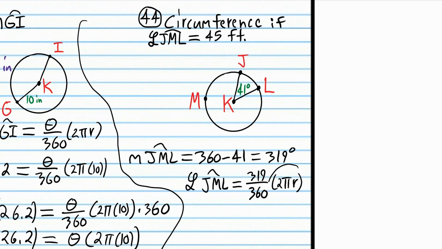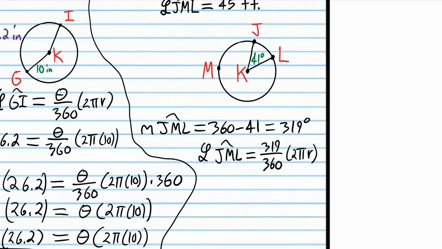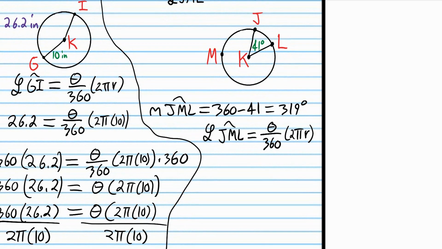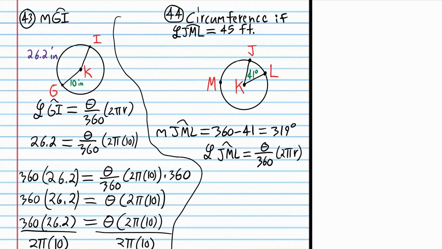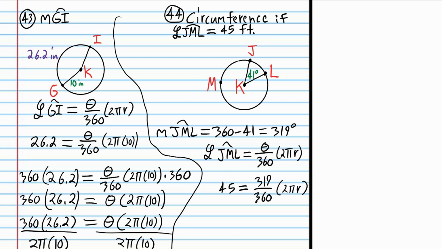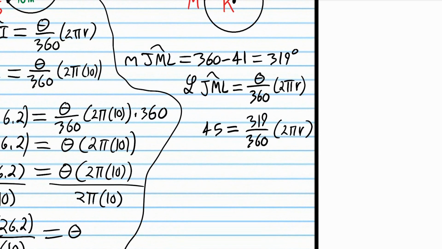Now in this case, we're actually looking for this value here. All we have to do is solve for that value, and then we're going to be done. Actually, I probably should just plug in the theta first. That's the formula that we're using. So that arc length, we're told that arc length is 45, and the central angle we know is 319, and we're looking for actually 2 pi r. We're actually trying to solve for this, so this is going to be a little weird compared to the other problems.